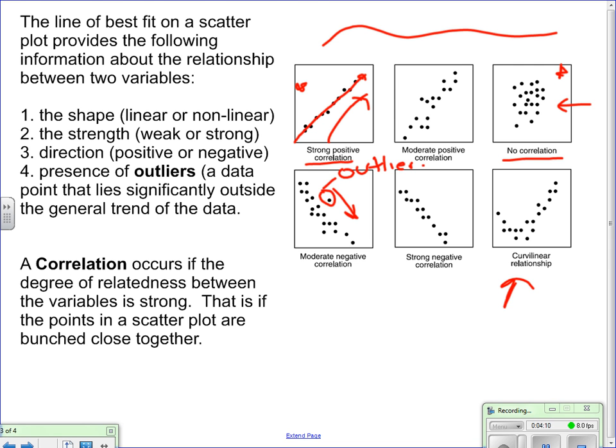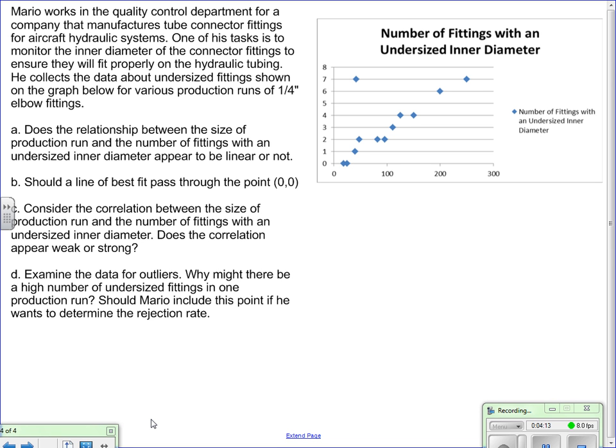So let's look at an example. Here's a real-world example for a quality control department, monitoring the inner diameter of connector fittings. This person has collected the data about undersized fittings, which would be a huge issue if this was on an aircraft hydraulic system. Obviously this kind of information would let them know how they're doing in terms of their rejection rate for whatever their quality control is. So collecting that information, we get a graph that looks like this.